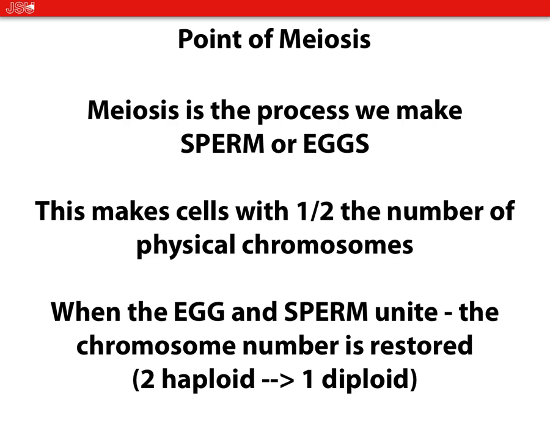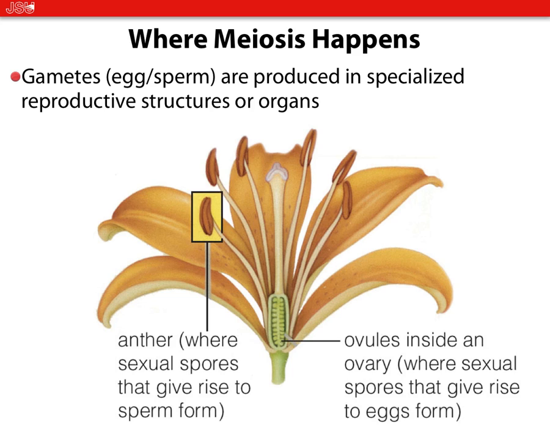Okay, so we're going to now talk about meiosis. We're going to talk about the specifics. Know these points. Meiosis is the process that we make eggs or sperm. When males undergo meiosis, we make sperm. When females undergo meiosis, they make eggs. Okay, this makes cells with half the number of physical chromosomes. Humans have 46 chromosomes. A sperm will have 23 chromosomes. An egg will have 23 chromosomes. They are haploid. Now, when we combine those two, the egg and the sperm, we get a diploid cell, or 46 chromosomes.